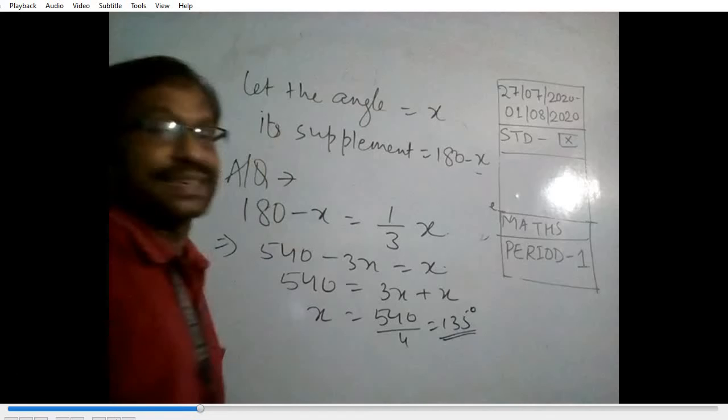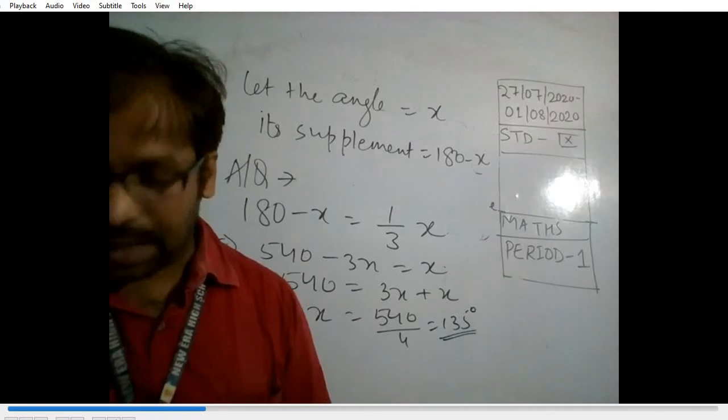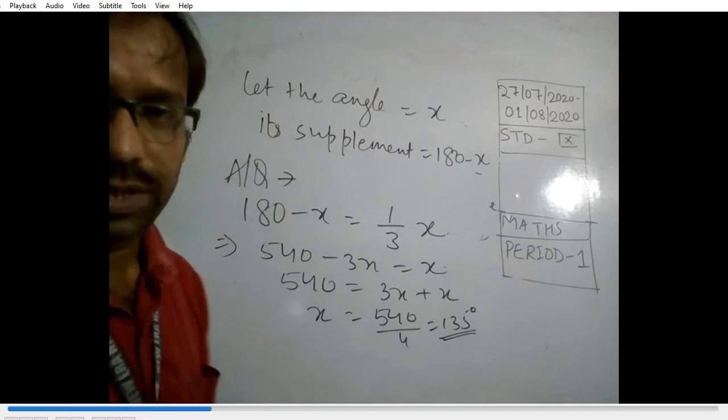After this we did the calculations, and we have found that the angle is equal to 135 degrees. Then its supplement will be 180 minus 135, that is equal to 45 degrees. So this is what we have to discuss today in our class, and just now I have explained through the slides also what complement and supplement angles are.